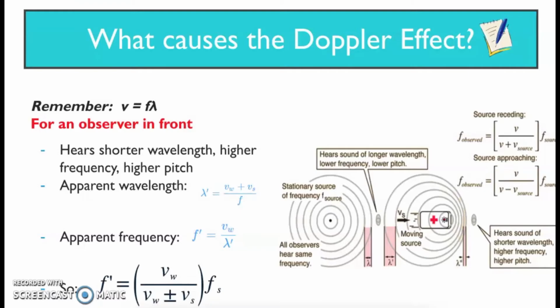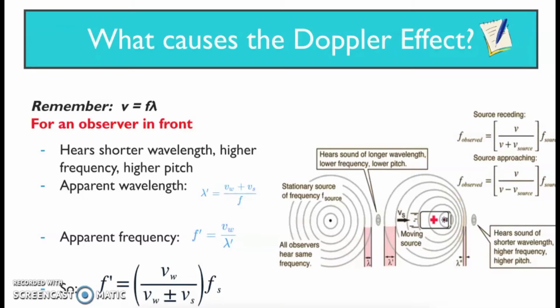So if it's going away from you, you're going to add. If it's coming towards you, you are going to minus. You just get one equation on your formula sheet and you need to work out which way it's going. So if it's going away from you, you are adding. If it's coming towards you, you are minusing.